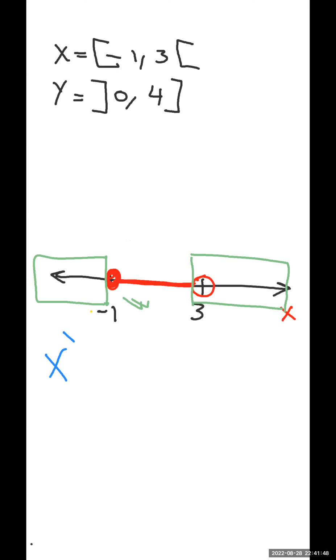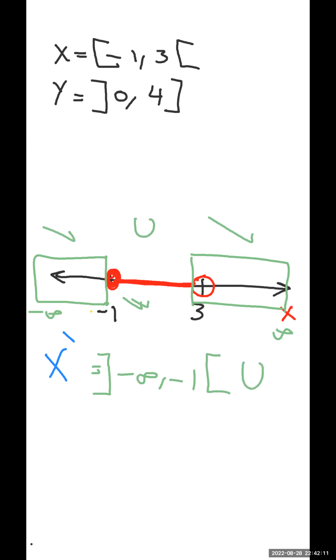So X complement will equal, there are two solutions. The first one, this part union this part. So this part, negative infinity to here, and positive infinity. So negative infinity and -1. Negative infinity is open. -1, I don't need it, it's open, it already exists. Then union the other one, 3 and infinity. Infinity is open. 3, do we need it or not? We need it. It's closed. Exactly, because it's not here, so closed.